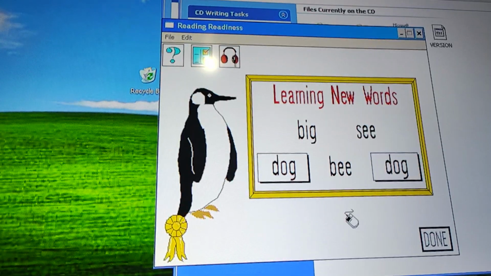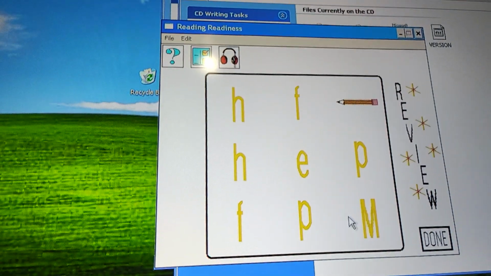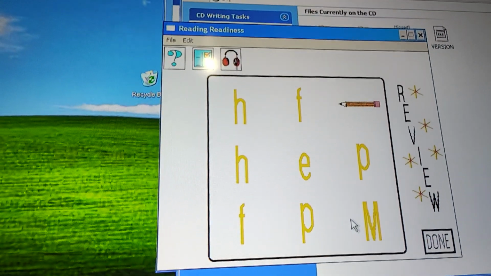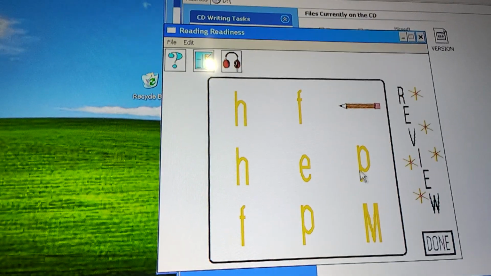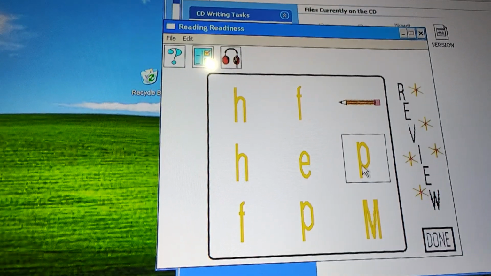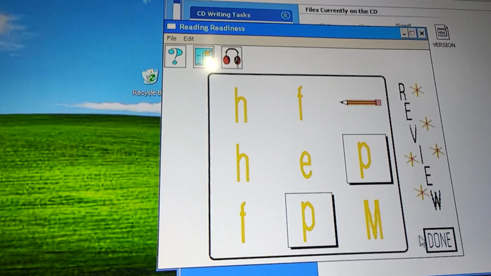Good job! Let's review the letters of the alphabet. Mark all of the small P's. Click on Done when you are finished. Excellent!